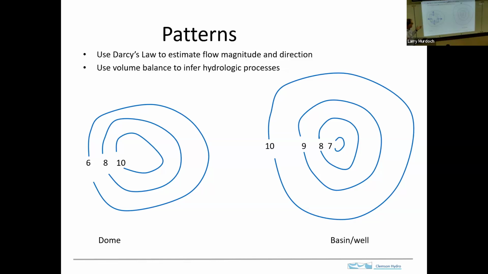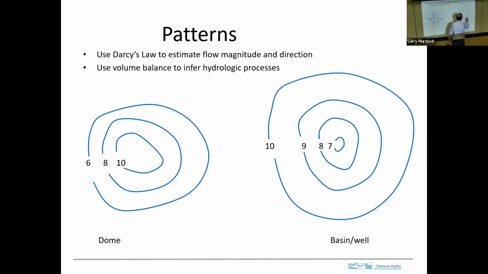And if that's the case, then the only way that we can have this is if water is coming in from above or from below, because we have to have the inflows equaling the outflows, right? So this kind of pattern is a recharge zone. The water is going into the aquifer right here and then spreading out in these directions. And we can infer that from this water balance approach. Okay, so closed contours forming a dome: recharge zone.